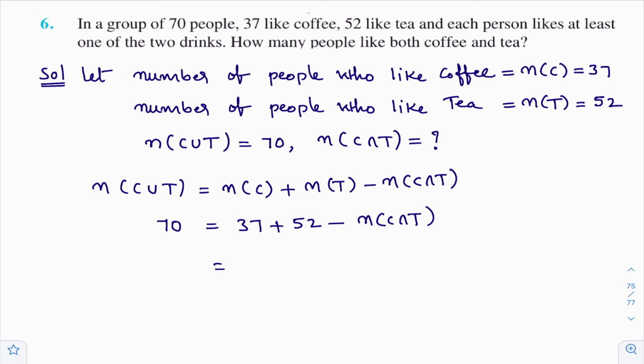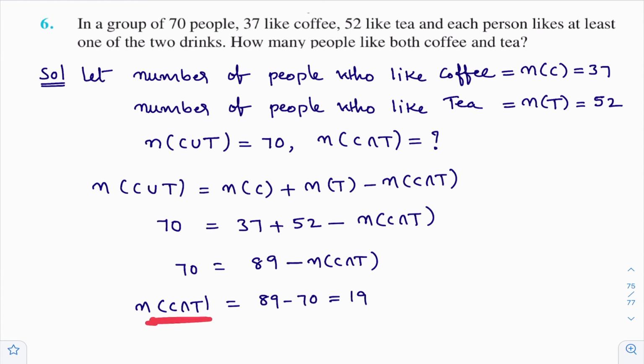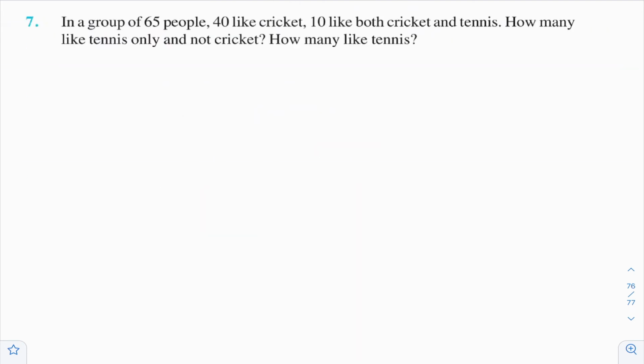Okay, 37 plus 52, 89. Okay, 70 equals 89 minus n of C intersection T. Now you take this minus n of C intersection T to the left side. Then what you will get? You will get that n of C intersection T equals 89 minus 70. 89 minus 70 is 19. So the number of people who like both tea and coffee equals 19. I hope you understand this solution. Now we'll move to the next question.